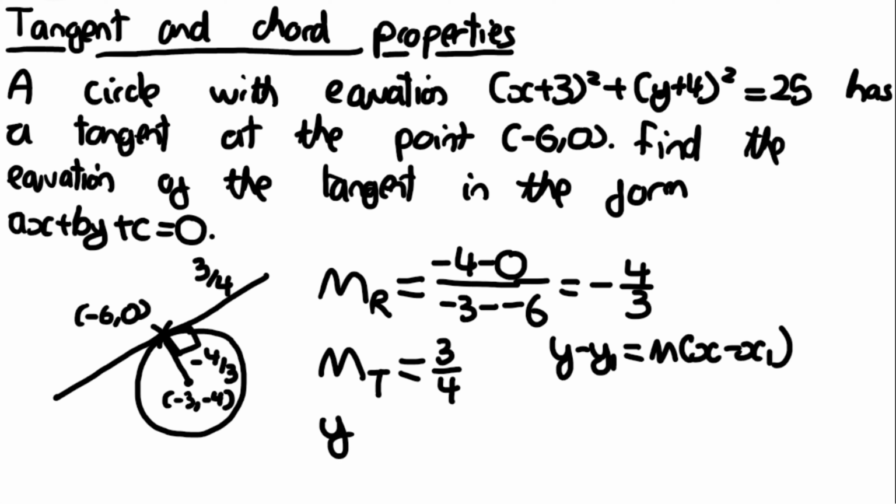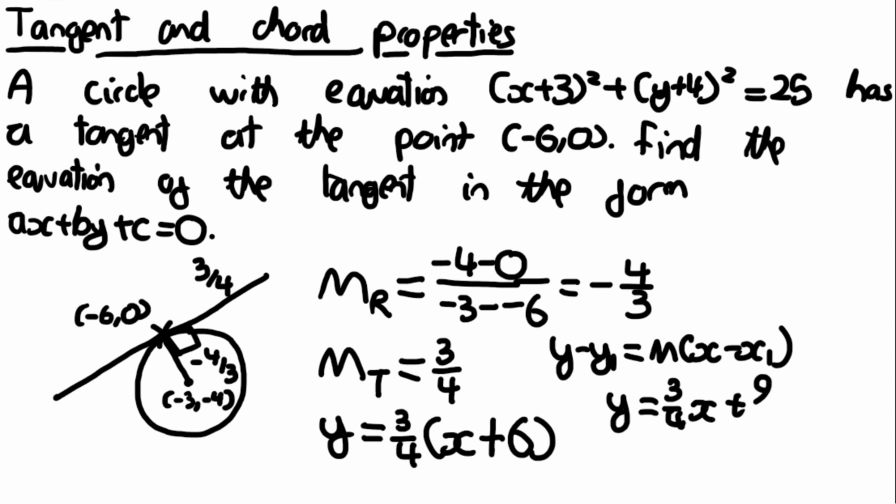We're going to use this point here on the tangent, so it's going to be y minus 0, which is just equal to y, is equal to m, which is 3 over 4, that's the gradient of the tangent, times x minus x1, which is -6, so it's going to be plus 6. We can simplify this by expanding the brackets to y is equal to 3 over 4 x plus 9 over 2, and then we can bring the y onto the other side to do 3 over 4 x minus y plus 9 over 2 is equal to 0.